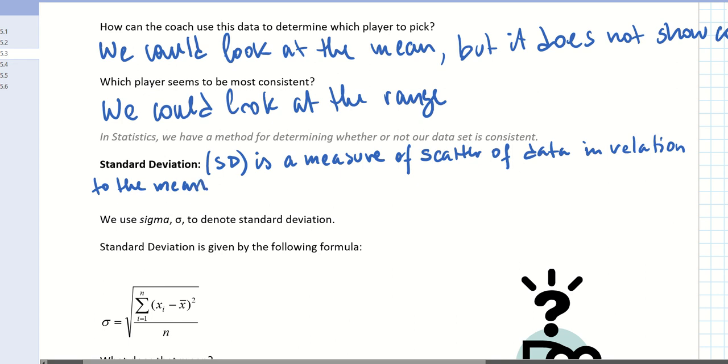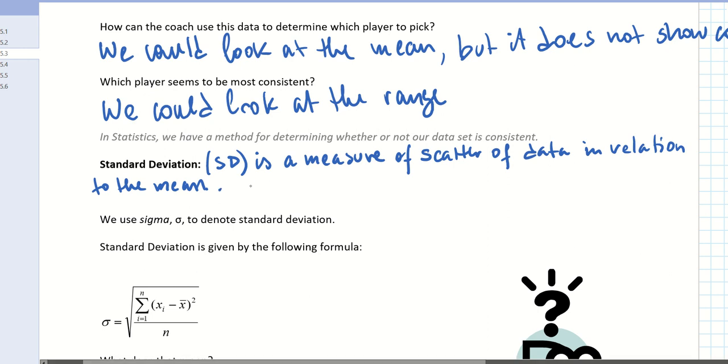To the mean. So that's our definition for the standard deviation again. It's a measure of scatter of data in relation to the mean. So what does this mean for us? Well, if you have a low standard deviation, that means that the values are very close to the mean. They're really close to the average. If you have high standard deviation, it means that the values are more spread out, they're more scattered.